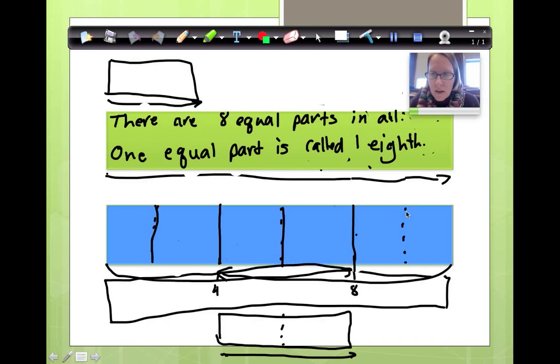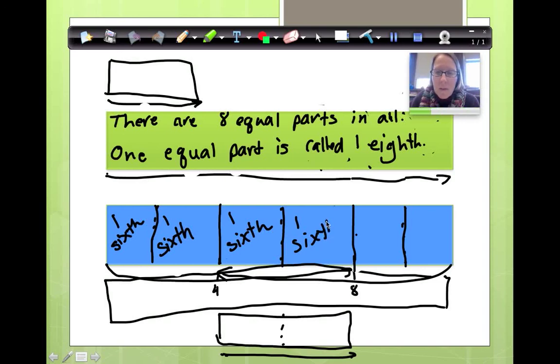You folded your thirds in half. Okay, well, if you fold your thirds in half, what did you make? What kind of partitions did you make? 1, 2, 3, 4, 5, 6. You made sixths. Okay, so this is 1/6. This is 1/6. Please write this on your fraction strip. This is 1/6. This is 1/6. And this is 1/6. Excellent. Now, turn your paper over. I'm going to erase. You turn your paper over.